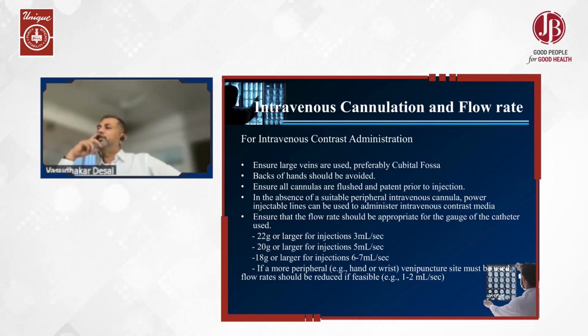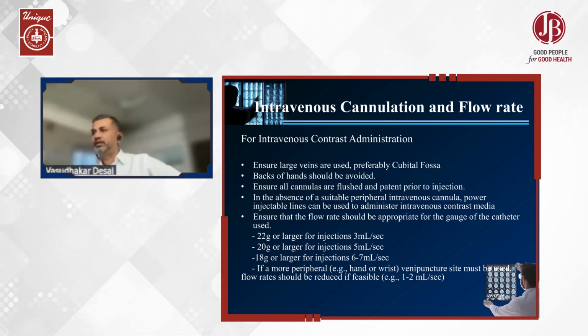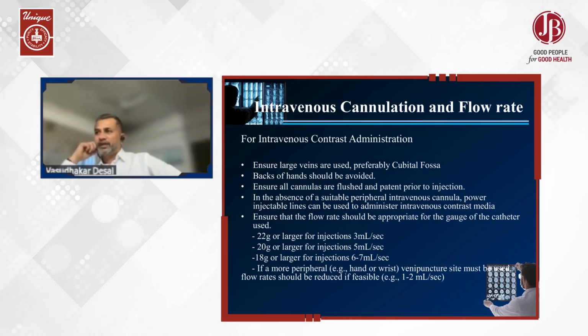In the absence of a suitable peripheral IV cannula, power injectable lines can be used to administer IV contrast media. Power injectable lines can be used in the absence of any cannulas. Then ensure that the flow rate is appropriate for the gauge of the catheter used.